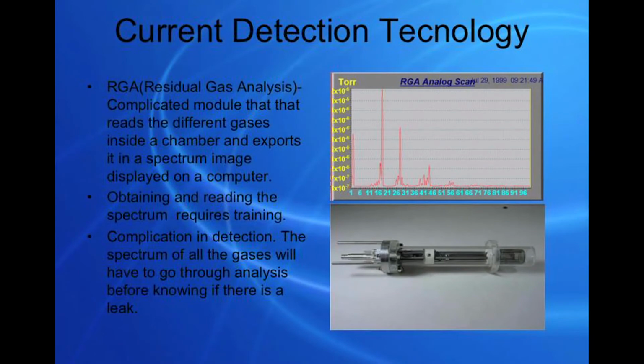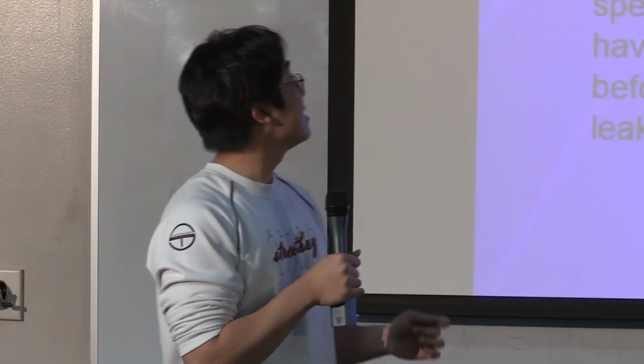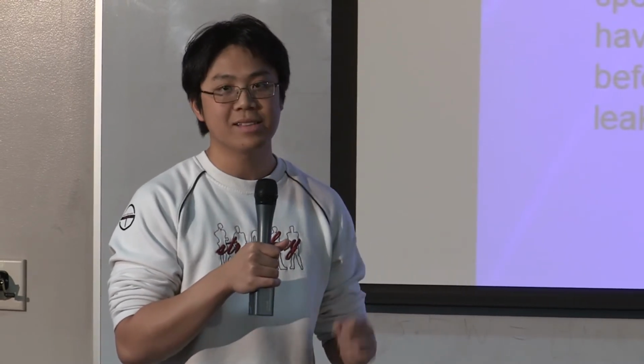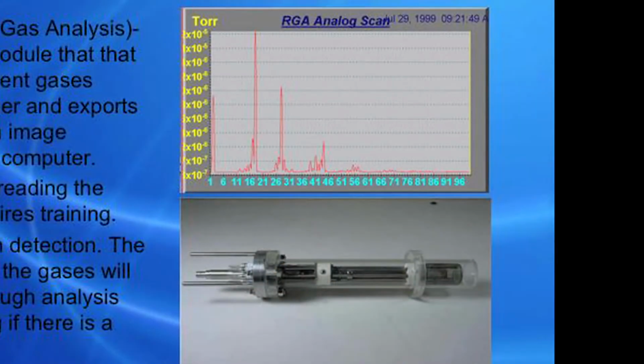And the current technology for the detection is they use an RGA, which is residual gas analysis. And this is a very complicated module. For a person to use this, they have to be trained first on how to use that program. And what this does is it takes the different types of gases through a chamber, and it goes through that RGA, which detects all the gases in that environment, and then it plots a spectrum of those gases in a computer where you can see the different graphs of the gases present at that environment.